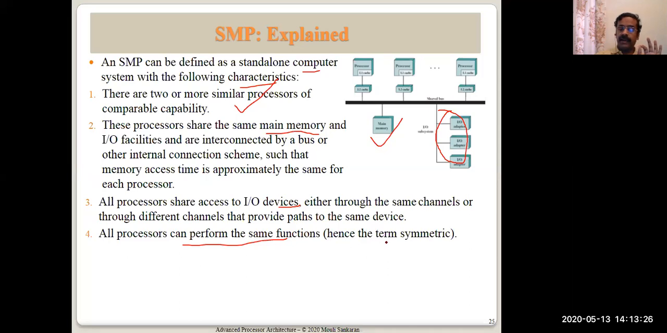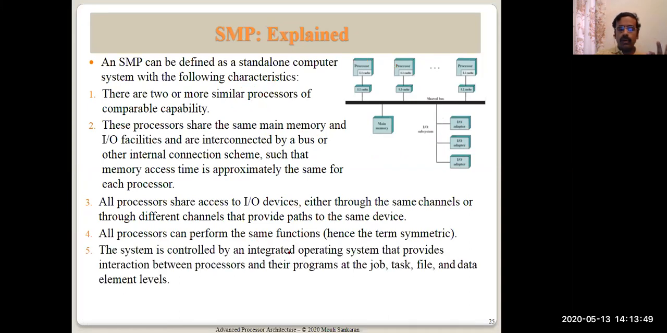They are called symmetric. So all processors access the same display. All processors access the same mouse, same hard disk. So the IO system is the same. Shared memory is the same. Whatever 4 GB or 8 GB you have, it is only one shared memory and all your cores are running and accessing it. So our system, our laptop, is an SMP system.